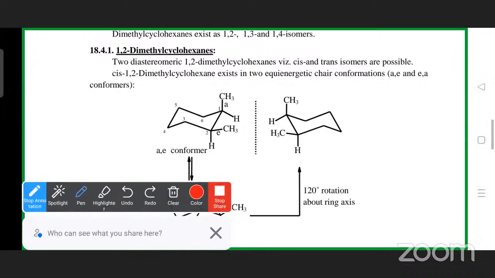So in this type of conformation, generally here you see.